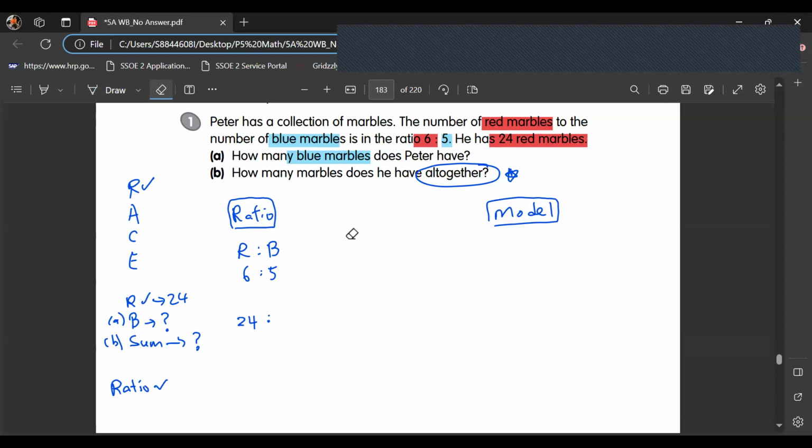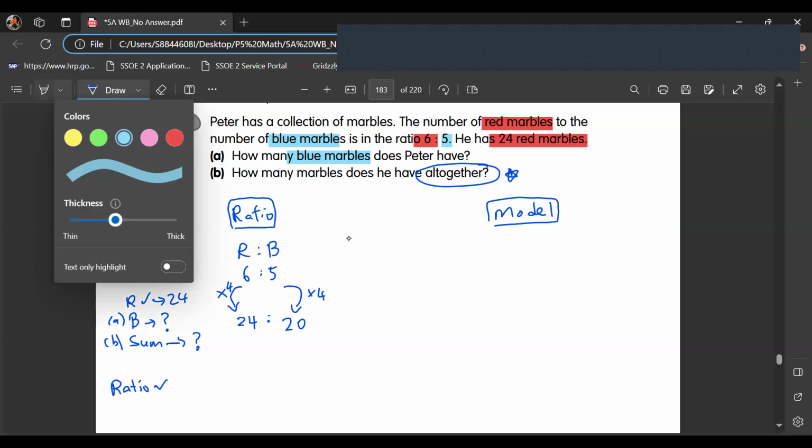Since this one is a no need, I'm going to just erase it so that I have space. Now, here I already know red marbles is 24. So looking at how did 6 become 24? Yep, times 4. So how 6 becomes 24 is times 4. So for blue, what should I do? Times 4 also. That's what we do for equivalent fractions, remember? What will be the answer? 24 is to 20. There you go, you've solved the first part.